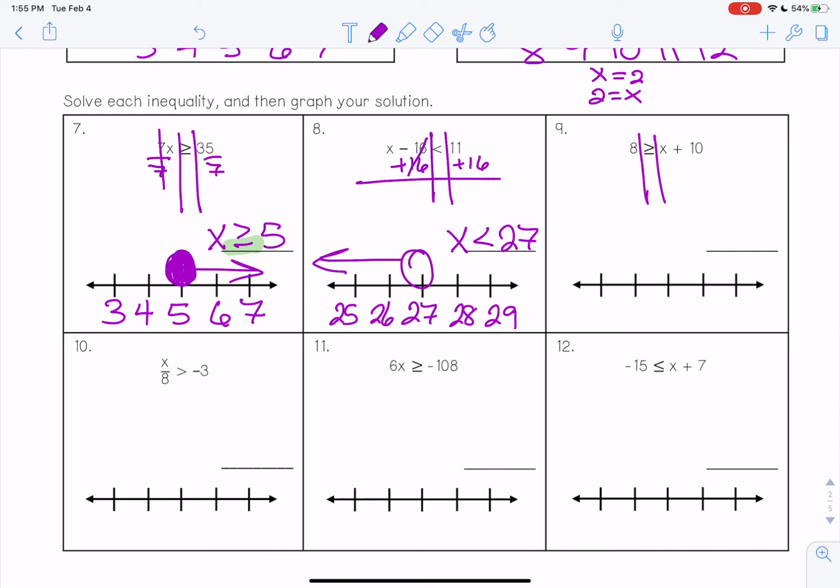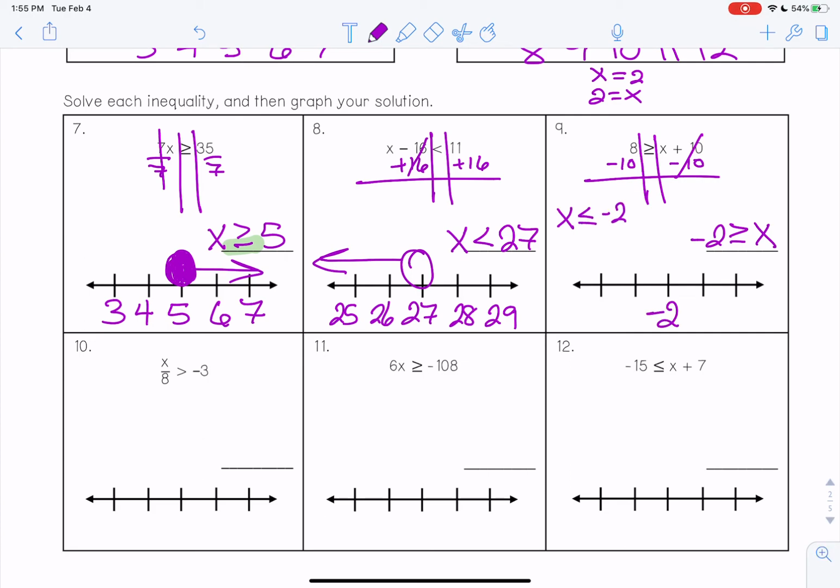This is 8 is greater than or equal to X plus 10. So the opposite of plus 10 would be to subtract 10. Because remember, we want to get X by itself. 8 minus 10 is negative 2. So it's negative 2 is greater than or equal to X. Okay? Which is the same thing as X is less than or equal to negative 2.